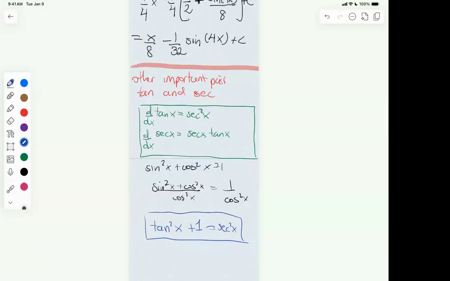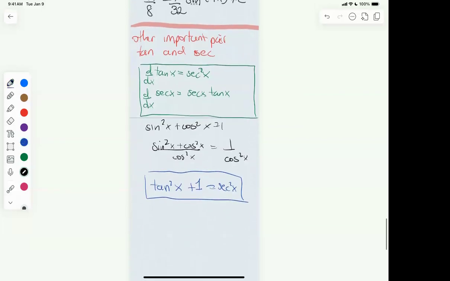Okay. And once you have those identities, these types of problems are not that different from the ones that we were doing before with sines and cosines. So again, let me just do this example, and next time I'll continue doing others.